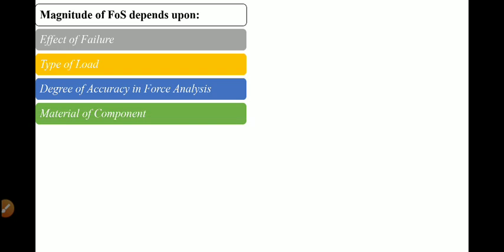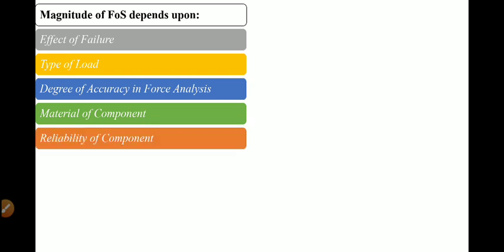Material of component. If the material of the component is not costly, or is homogeneous, then the factor of safety will be less. If the material of the component is non-homogeneous, the factor of safety is more. For example, if gray cast iron is there, where the components are obtained by casting, in that case the material is not homogeneous, so we are going to increase the factor of safety. But if the material is made up of mild steel having homogeneous nature, we can keep a less factor of safety.